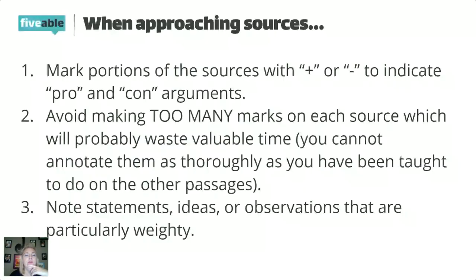Okay, so you're going to mark portions of the sources with a plus or a negative. So you see something that's a pro, you mark it with a plus. Excuse me, you see something that's a con, you mark it with a negative. And so maybe put a bracket around it plus, or, you know, a little arrow and a negative. Avoid making too many marks because that's going to waste valuable time. You're not going to use all of that information.